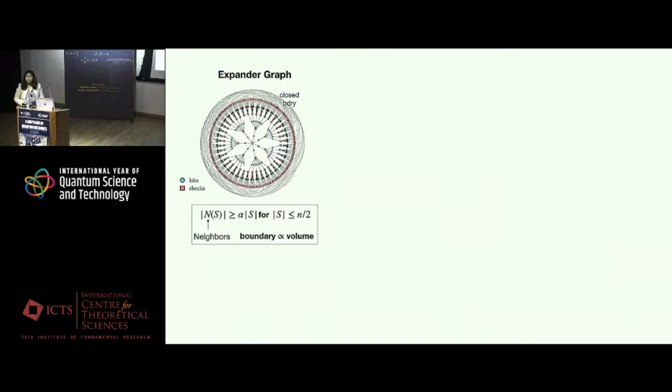Okay, so these models are going to live on what are called expander graphs. You can visualize an expander graph as something that has a locally tree-like geometry, but then the boundaries are closed. You can think of some Bethe lattice if you want, but then everything is closed up on itself. And these models have the property that the boundary of any subset of sites is proportional to the volume. So if you cut out any chunk of sites and look at how big its neighborhood is, the size of the boundary will scale proportionally to the size of the bulk. That's the defining feature of these graphs.